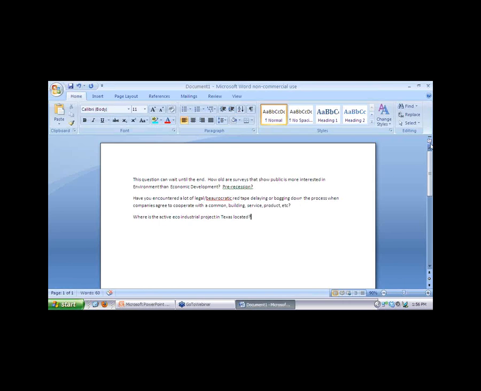The eco-industrial project in Texas, there's some stuff going on in Austin right now, but there's also a cement company which uses some byproducts in its manufacturing process.